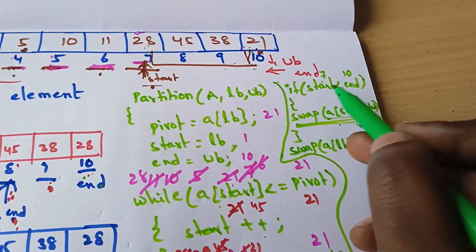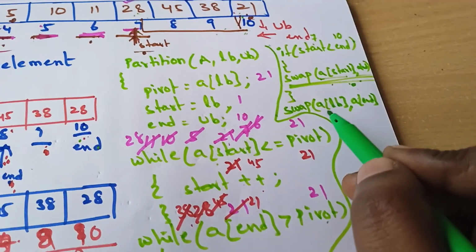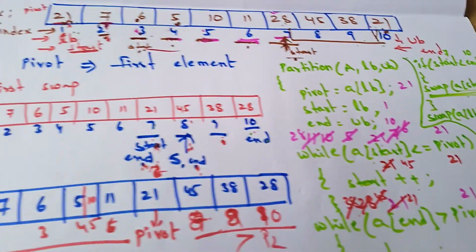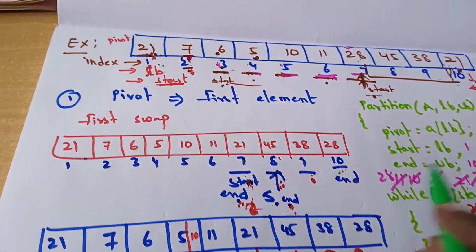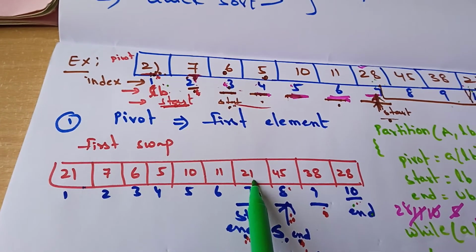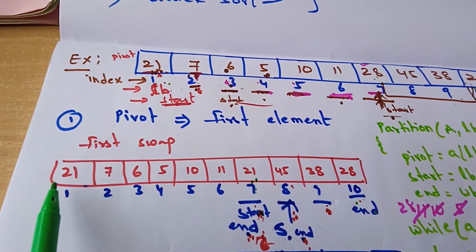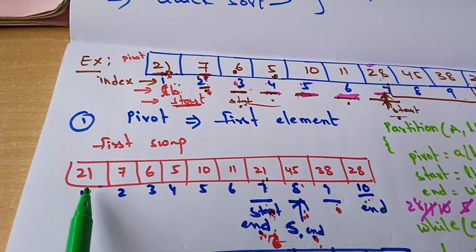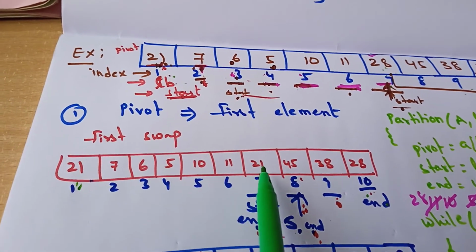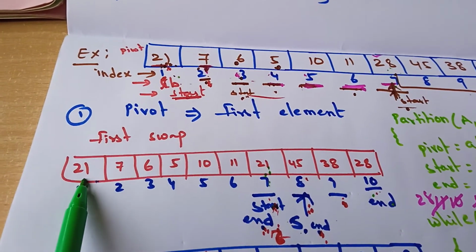When this condition fails, what will we swap? A of lower bound comma A of end. That's what we swap: this value with this pivot element. Surprisingly both are the same. I mean, here it is 21, here it is 21.